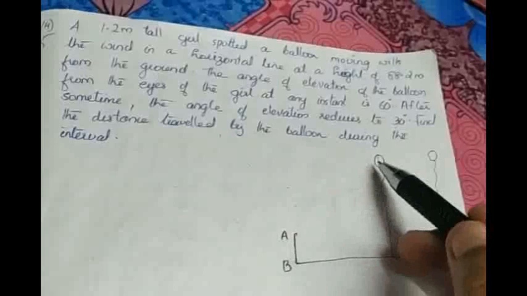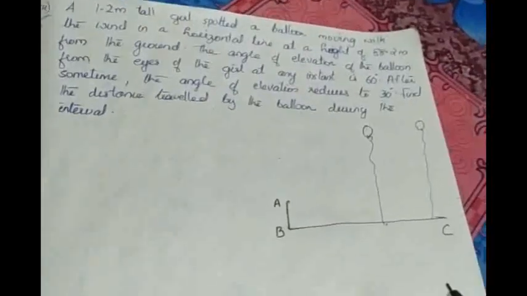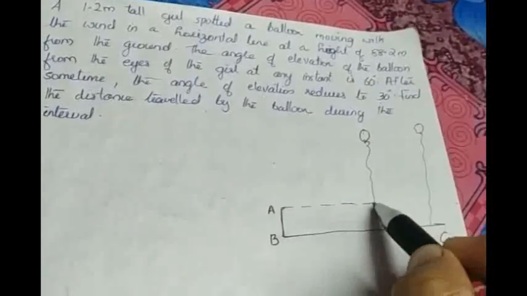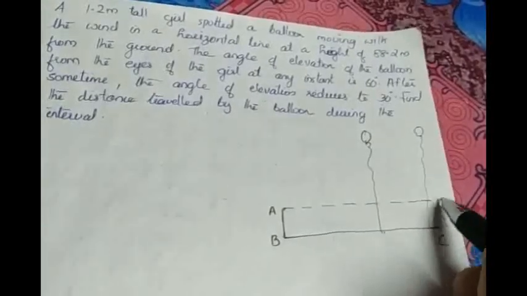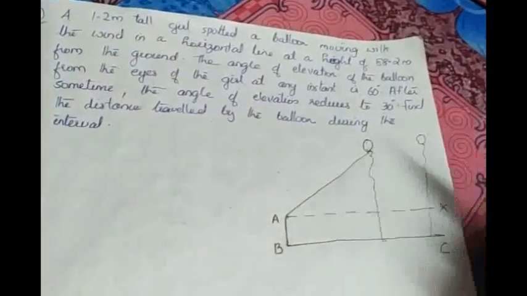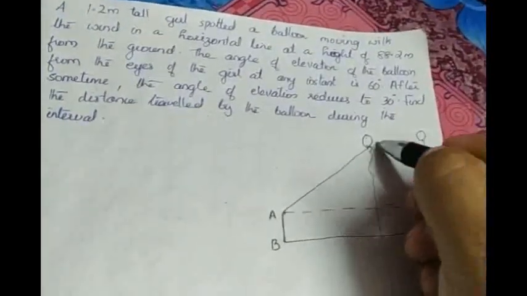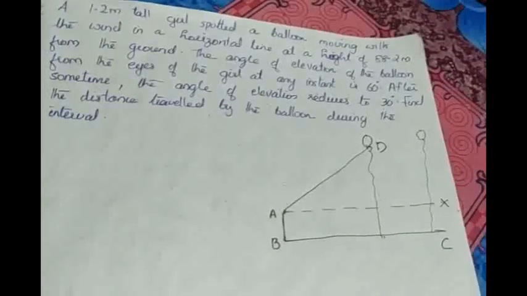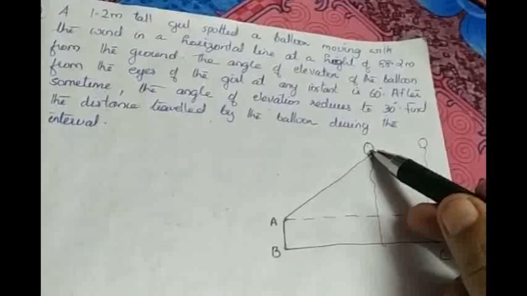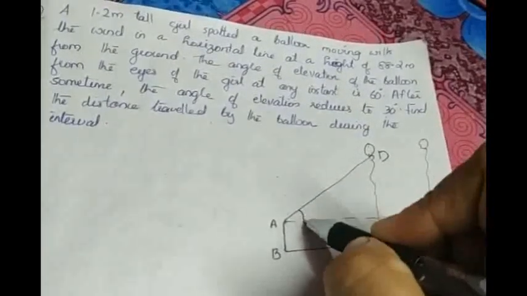If we need to find the angle of elevation, we need a horizontal line, isn't it? Which will be the horizontal line? This will be acting as a horizontal line. Let AX be the horizontal line. And if I draw a line here, let me mark the point as D. AD will be the line of sight when she looks at the balloon at first. And this will be the angle of elevation.